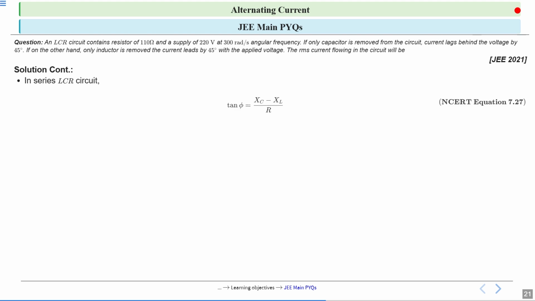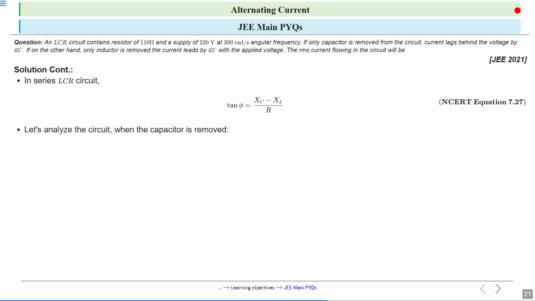So in a series LCR circuit, tan phi is equal to XC minus XL upon R, according to NCERT equation 7.27. To find XC and XL we will use this because the phase differences are given. Now when we remove the capacitor, XC becomes equal to 0, and tan phi is equal to minus XL upon R. But we are only taking the positive phase difference, meaning magnitude. We are not considering the negative sign here. So tan phi will be equal to positive XL upon R.